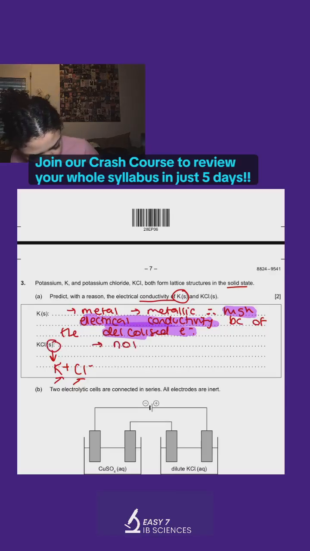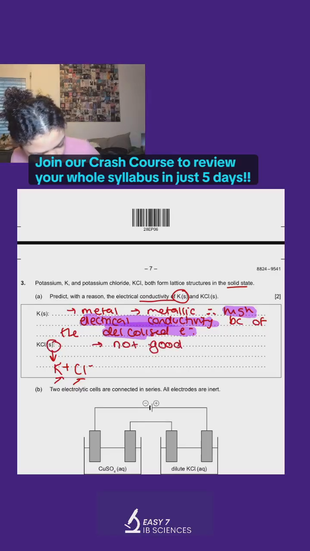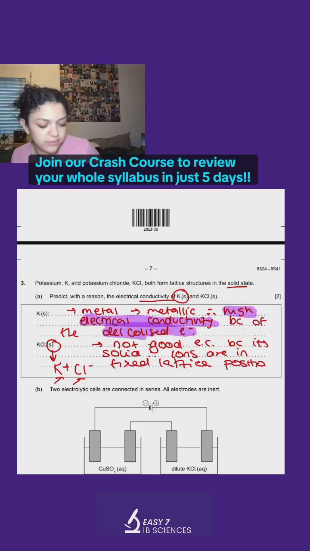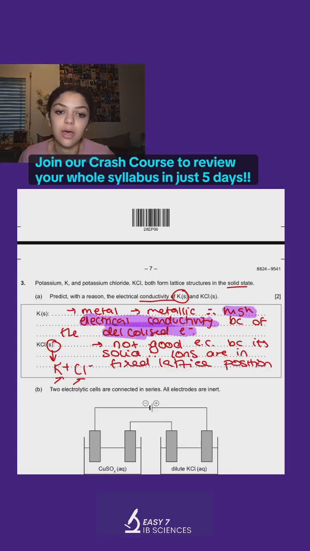So I would say not good electroconductivity because it's solid. Therefore, ions are in fixed lattice position. Now, just say position. You don't have to be extra and say lattice, but we know ionic bonds have a lattice structure. Good job. So KCl will only conduct electricity as molten or as what? There's molten and there's another one. Someone says it. Lillian says it. Said it. Exactly. Very good.